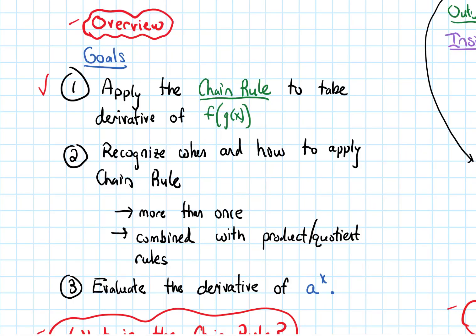So in terms of our goals, we've continued to do goal 1, applying the chain rule, but we've started goal 2, which is recognizing when and how we apply the chain rule more than one time.